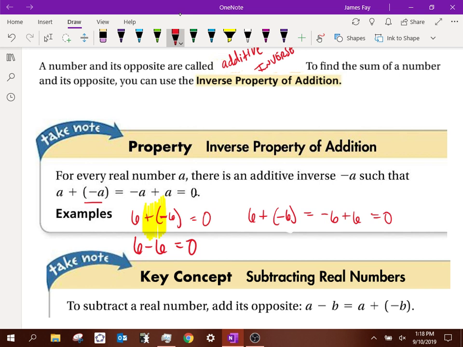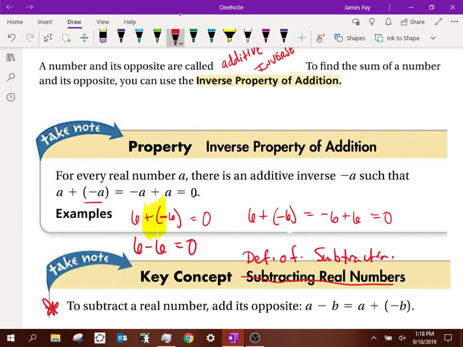Now, the reason the negative overrides the positive is this statement right here. It says key concept, subtracting real numbers, but I could wipe that away and just say definition of subtraction. This is the definition of subtraction right here. It says to subtract a real number, you add its opposite. So subtraction is defined as adding something's opposite. Have you ever heard that phrase before? Subtraction is adding the opposite.